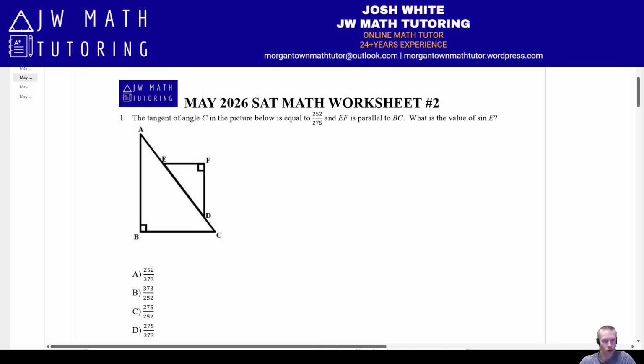Also, as you're seeing these problems, just be aware that I've tried to recreate these as best as possible based on what people have reported. So some of these problems may differ slightly from an example that you saw on the official exam if you took it in May. So just be aware of that. And I've tried to make them as realistic as possible.